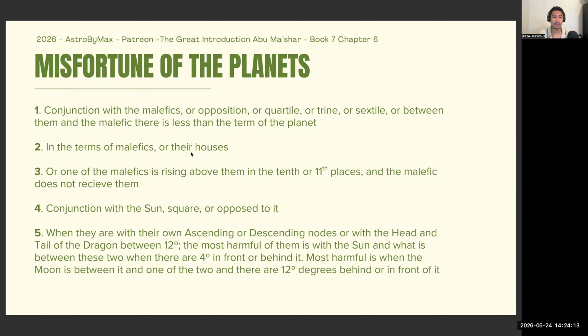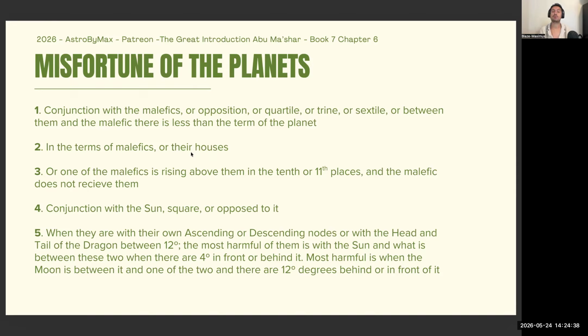So that's conjunctions with the malefics, being in an opposition, quartile, trine, sextile, or in between them. And the malefic there is less than the term of that planet in terms of their conjunction or their aspect. So, yeah, any connection with the malefic, really, brings misfortune. But also being in the term of the malefics or being in their houses. So being in Aries, Scorpio, Capricorn, or Aquarius.